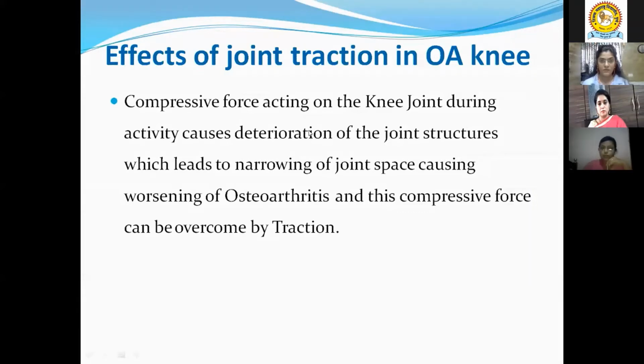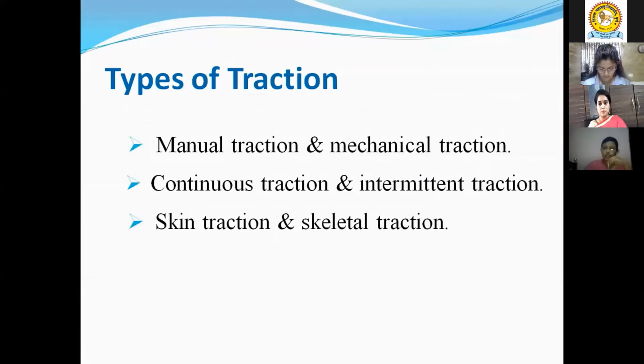So compressive force acting on the knee joint during activity causes deterioration of the joint structure, which leads to narrowing of joint space, causing worsening of osteoarthritis. And this compressive force can be overcome by traction. So, types of traction: there is manual traction, mechanical traction, continuous traction, intermittent traction, skin traction, and skeletal traction.